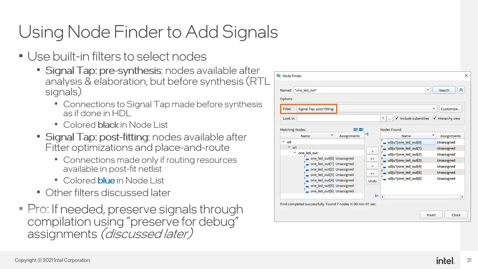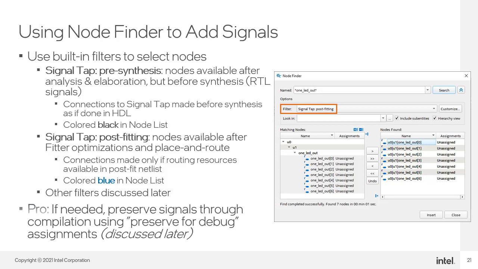The SignalTap pre-synthesis filter lists signals available after running analysis and elaboration on the project. Analysis and elaboration is the very first step in the synthesis process. It analyzes your design files for correct syntax and sets up the project hierarchy. Selecting signals for tapping with the pre-synthesis filter is similar to creating the connections to SignalTap directly in your design files without having to edit any code.